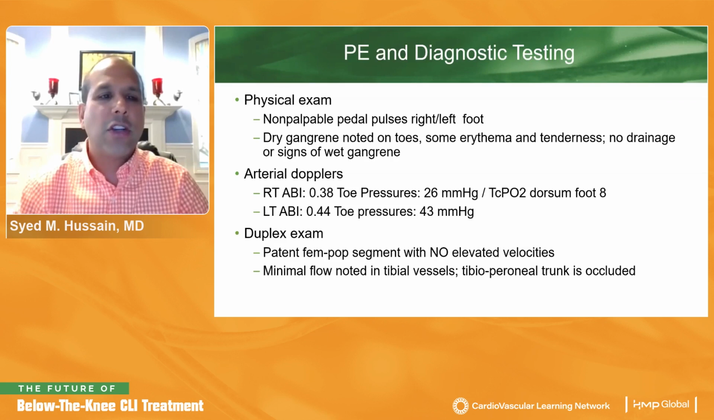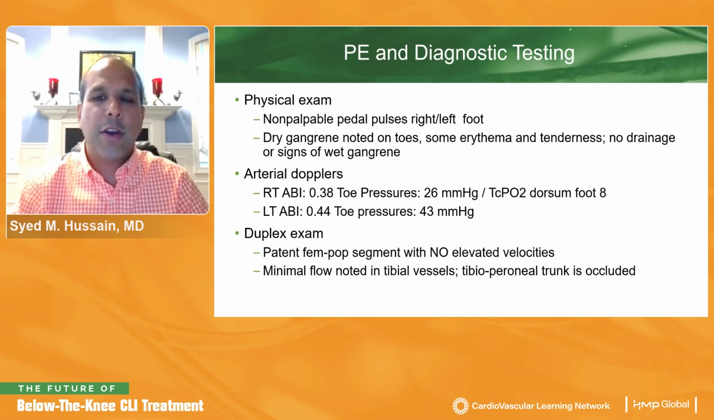Upon physical examination, there were non-palpable pedal pulses once again. Dry gangrene was noted on the toes with some erythema and tenderness, but no drainage was appreciated at the time of examination. The right ABI was 0.38. Toe pressures were 26 millimeters of mercury on the right side, and the TcPO2 on the dorsum of the right foot was 8 millimeters of mercury, so definitely no blood supply to the right foot.